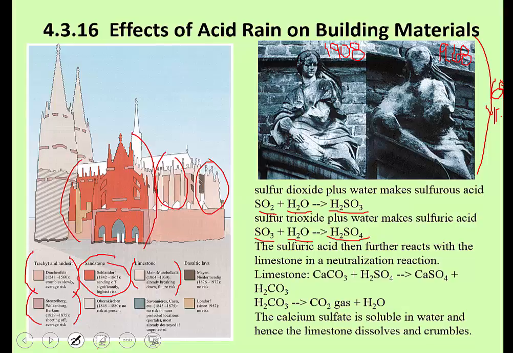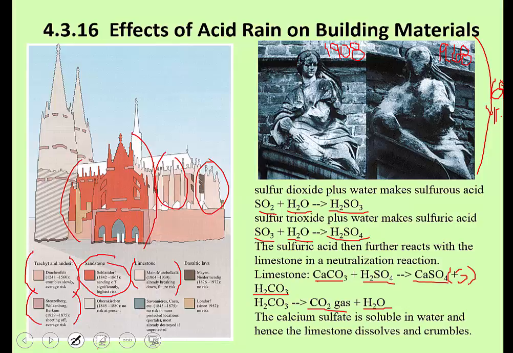The sulfuric acid reacts with limestone to create calcium sulfate, which is soluble, and carbonic acid. Carbonic acid, remember, is essentially carbon dioxide gas and water, but calcium sulfate is soluble. So the limestone, the calcium carbonate, which is not soluble in just water, converts to calcium sulfate, which is soluble in water, and so the limestone slowly begins to crumble away, and you see these effects that you have here.